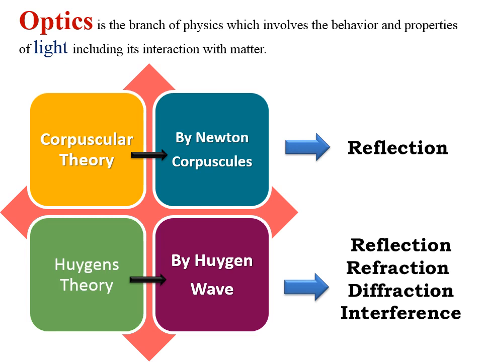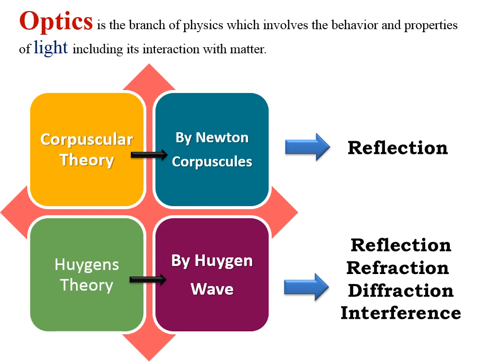In your 12th, you might have seen all these things. What is the reflection of light? What is the refraction of light, diffraction of light, interference? In this particular chapter, we are going to put more light on diffraction and interference concept. But of course, all these concepts can be explained by these respective theories.